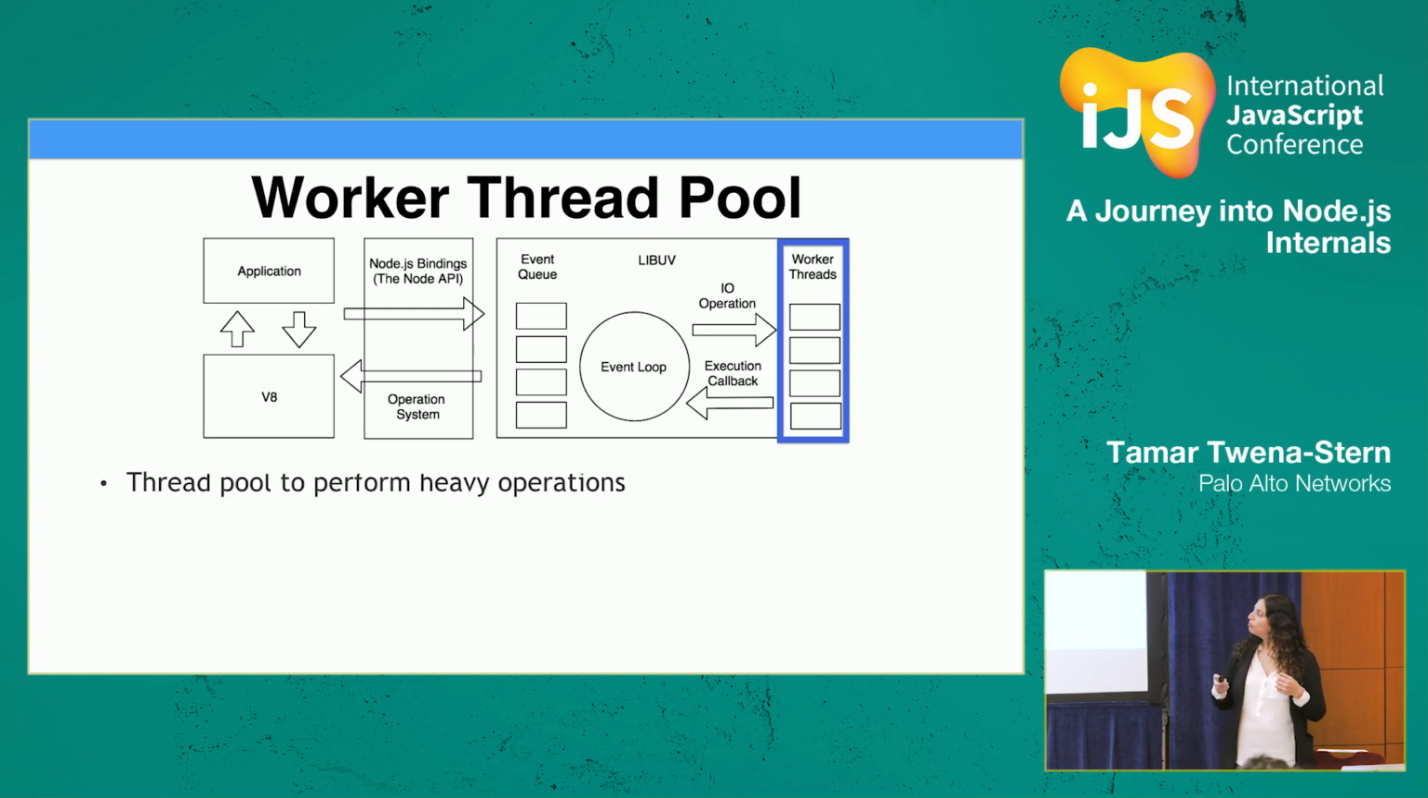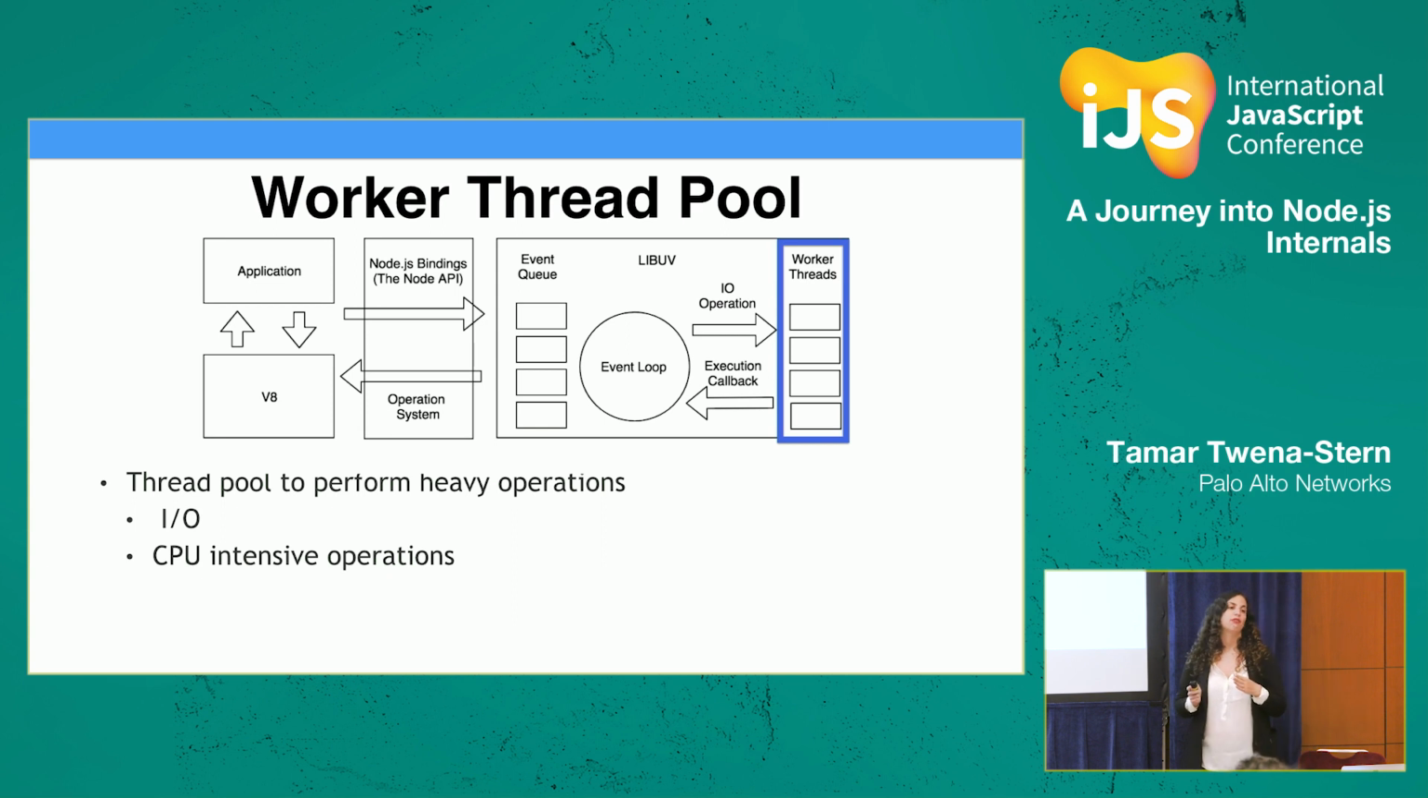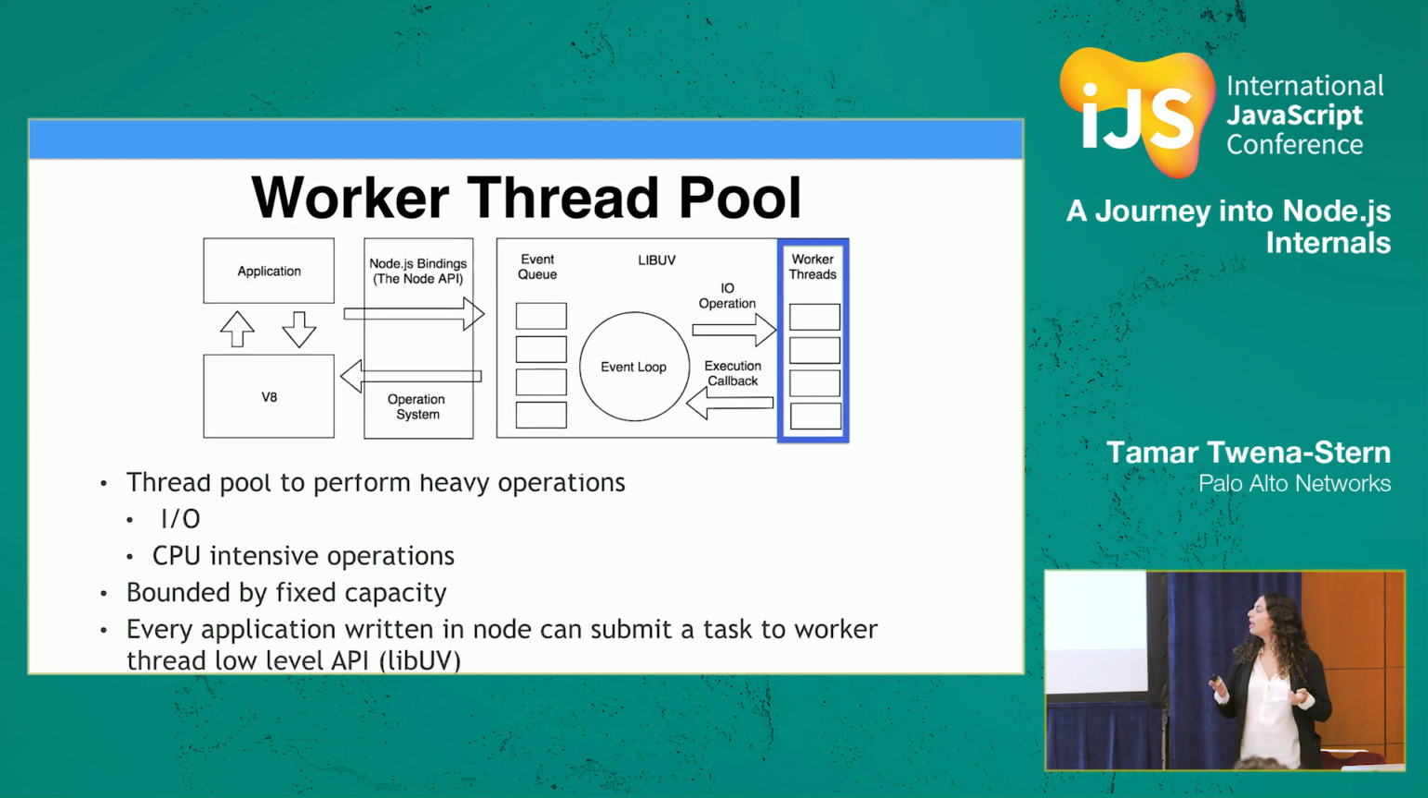Now, let's talk about the worker thread pool. The worker thread pool is here to perform heavy operations. Usually this is I/O operations, and in some cases you offload CPU-intensive operations to the worker thread pool, which is also something that you don't want your event loop to do. As I said, it's bounded by a fixed capacity. It can be bounded by 10 threads or something like that.